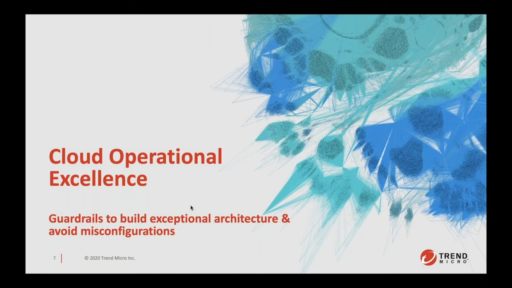Thanks, Adam. Adam's the Chief Product Architect for the Center for Internet Security. So it's great to hear firsthand Adam's perspective on DevOps and how they're doing that at CIS. Leading on from that discussion, I'm going to be talking about cloud operational excellence and how to use guardrails to build exceptional architecture and avoid misconfigurations.